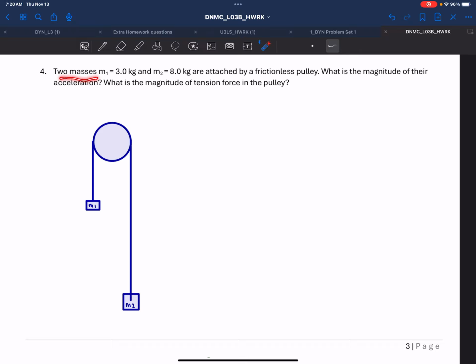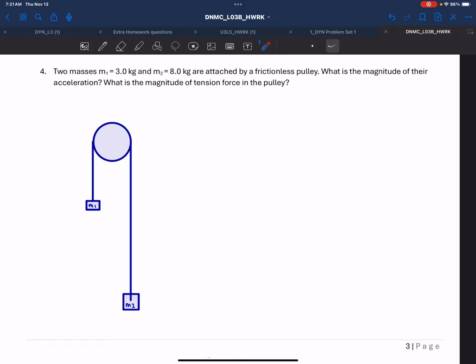So two masses, 3 and 8 kilograms, are attached by a frictionless pulley. So this is the pulley, and here are the two masses. The mass M1 is 3 kilograms, and the mass M2 is 8 kilograms. As you can see, the mass M2 is heavier, and that's why it's further down here on the pulley, and then M1 is lighter, so it is further up here.